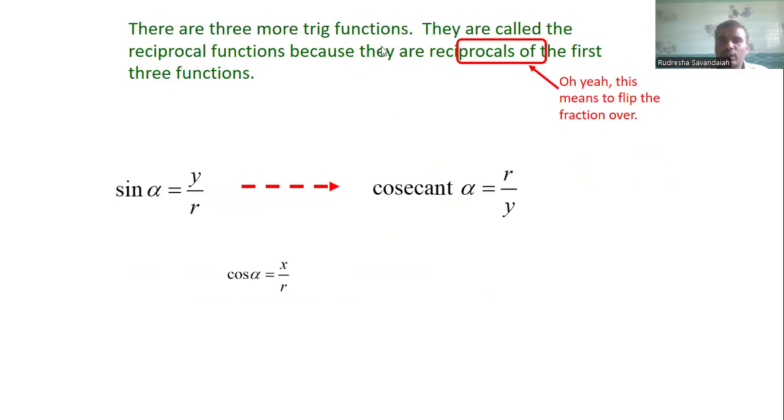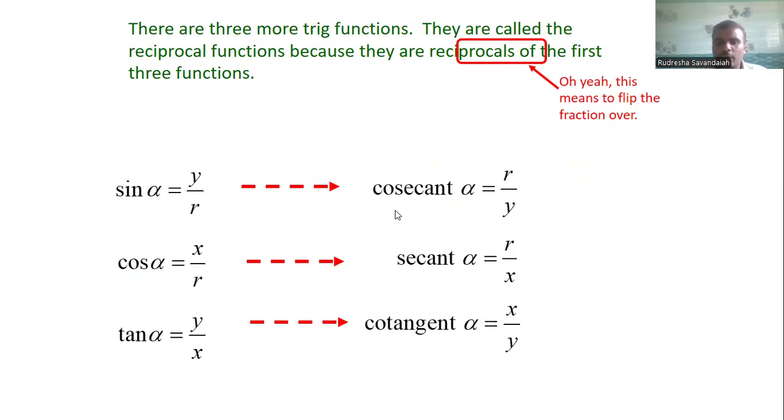There are three more trigonometric functions. They are called the reciprocal functions because they are reciprocals of the first three functions. Sin alpha is equal to y by r, cosecant alpha is equal to r by y, cos alpha is equal to x by r, secant alpha is equal to r by x, tan alpha is equal to y by x, cotangent.